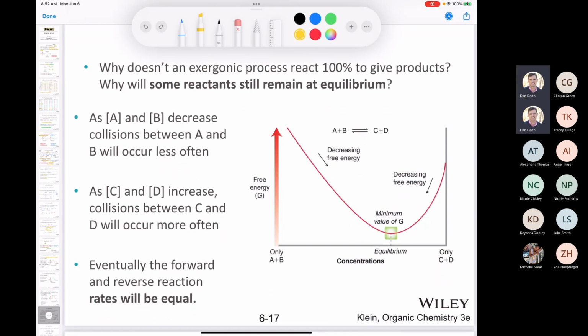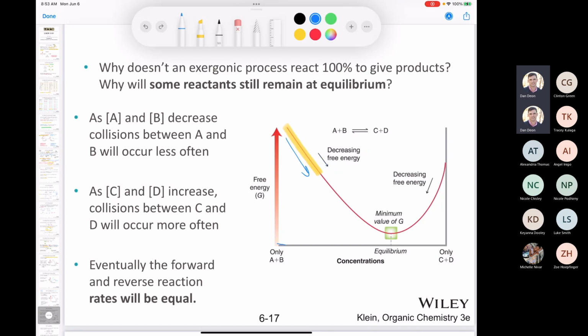because as the concentrations of A and B decrease, what's going to happen is we're going to have less frequent collisions occurring between A and B, right? We're starting over here with only A and B. And we see that our change in free energy is negative, right? Our slope is negative over here, so the reaction is spontaneous. But what happens if we're going in this direction, the reaction is decreasing in free energy, it's spontaneous.